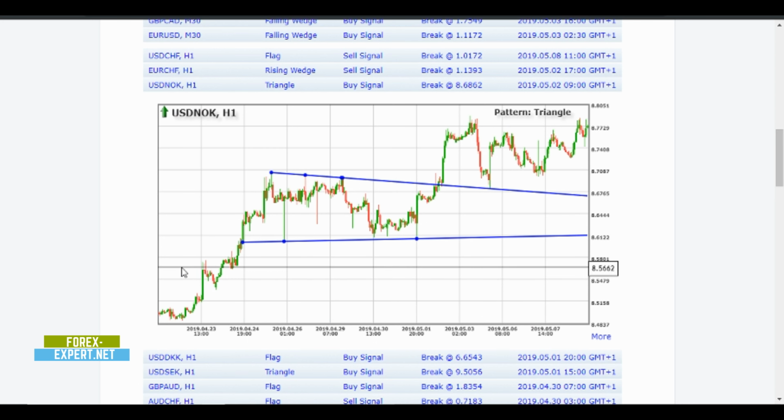Well, as you can see here, the momentum of the trend is very strong compared to the pattern momentum.